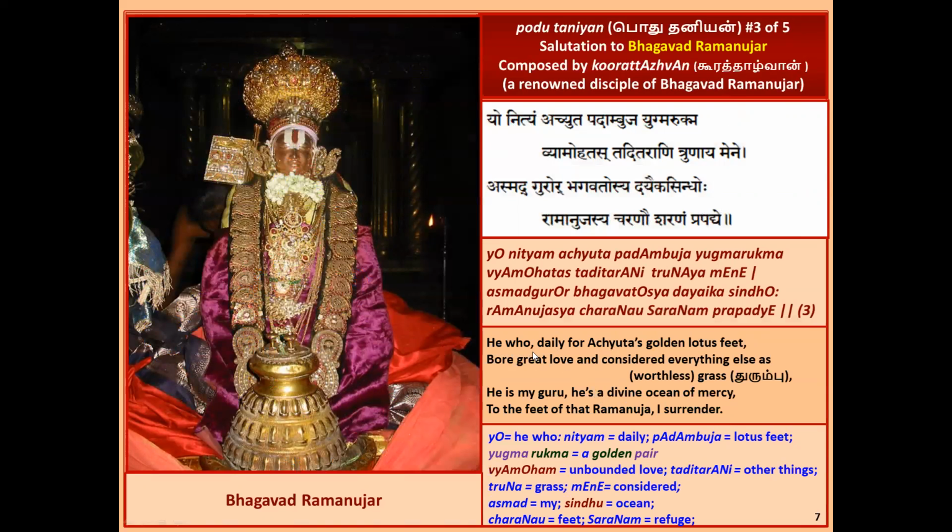So it says, to the feet of that Ramanuja I surrender. I am surrendering to the feet of Bhagavat Ramanujar. And then it describes that Bhagavat Ramanujar in multiple ways. He is my guru, it says. And he is a divine ocean of mercy. And it also describes a couple of other things about him. It says, he who daily for Achyuta's golden lotus feet bore great love and considered everything else as worthless, grass, or turumbu as we call it in Tamil, okay?